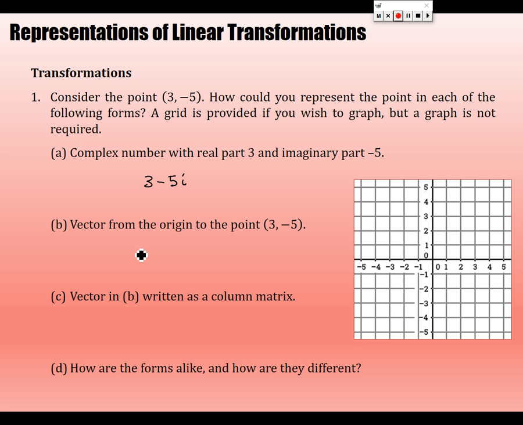How would you write this point, 3, -5, as a vector to that point? There are a couple different notations we use, but you might use angle brackets. Right? And what about as a column matrix? Recently, as we were doing some matrix stuff, we often wrote them that way, right?